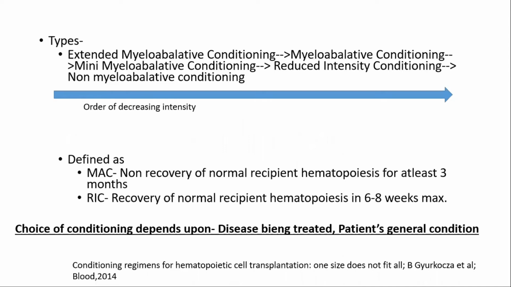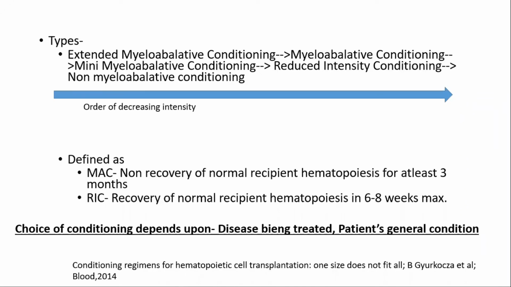Let us see what is myeloablative and reduced intensity. It is defined as: if you give a myeloablative conditioning to somebody, his bone marrow should not recover for at least 3 months if you don't give the graft. If you give a reduced intensity conditioning, normally the recovery happens in 6 to 8 weeks if you don't give the graft. So the conditionings we generally use range from myeloablative to non-myeloablative, in decreasing order of intensity.